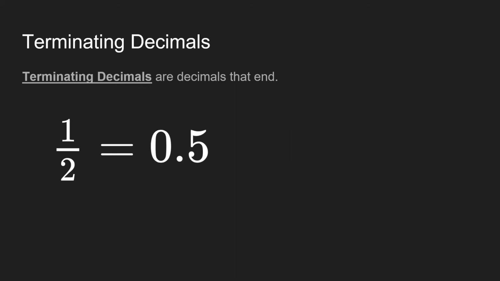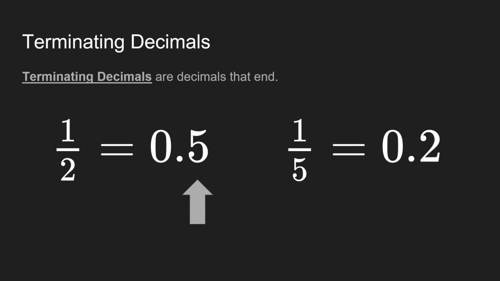Another example of a terminating decimal is 1/2, which simplifies to 0.5 as a decimal. Notice that there is no other digit after the 10th place, so that means that 0.5 is a terminating decimal. And then another example of a terminating decimal is 1 over 5, which simplifies to 0.2. Like 0.5, there is no other digit after the 10th place.